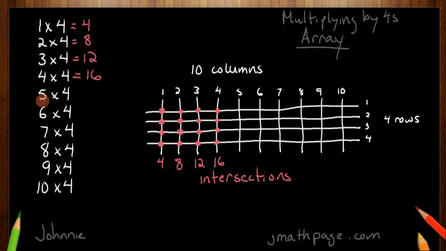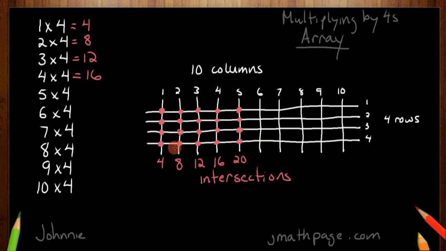The next one, 5 times 4, we can say is 5 columns and 4 rows. All right, 5 columns, 4 rows again. Let's mark our intersections. We know we had 16 before, so let's count on 16, 17, 18, 19, and 20.